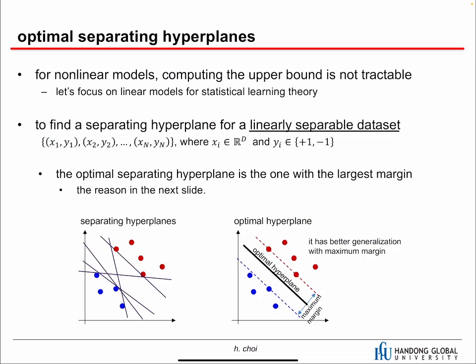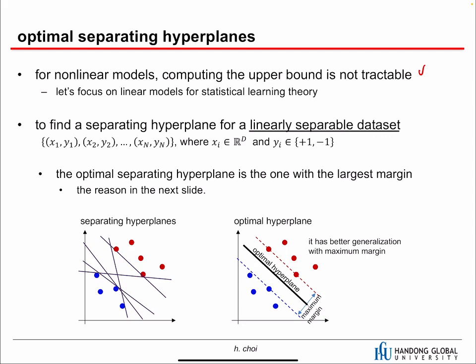Before talking about maximizing the margin, let's talk about optimal separating hyperplanes first. For nonlinear models, computing the upper bound is not tractable, so it's not easy to get the VC dimension correctly. Actually, most of the time we don't use VC dimension in our research. We use VC dimension in this way, to talk about the connections between the empirical risk and the risk in the linearly separable data case. Only in this story do we use VC dimension most of the time.